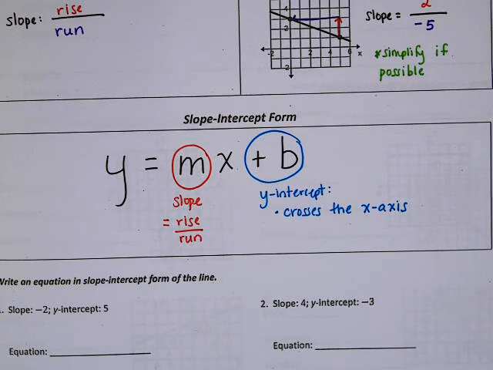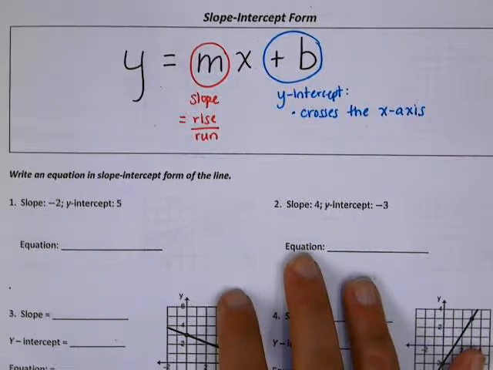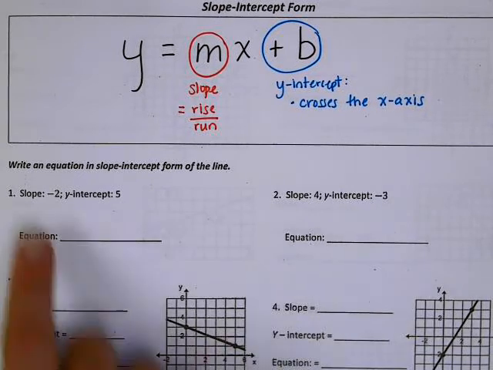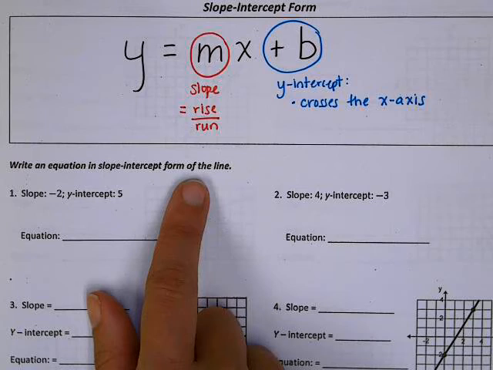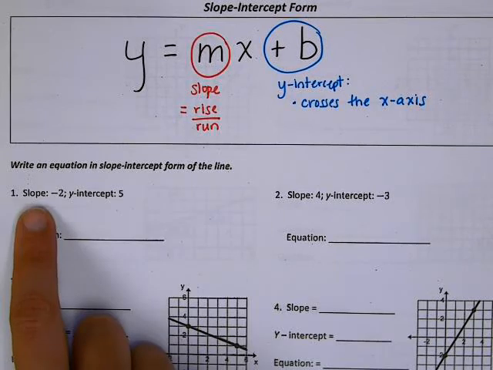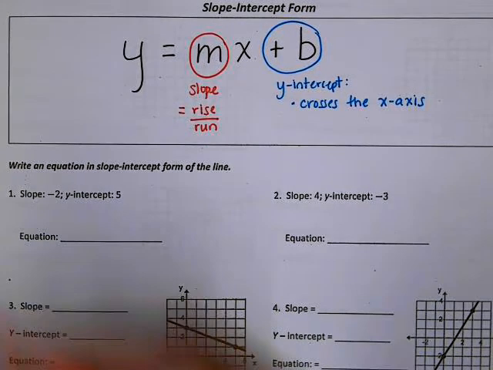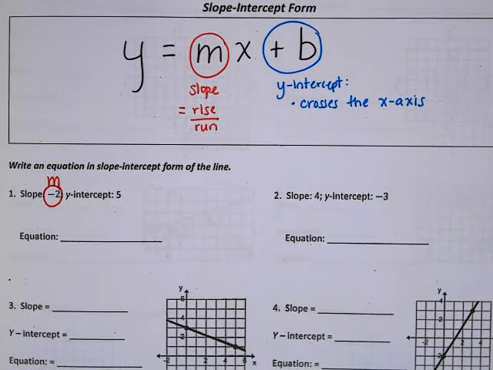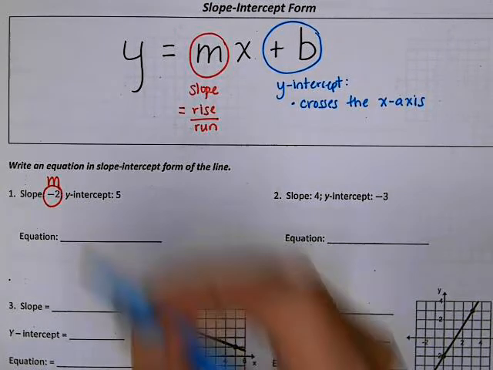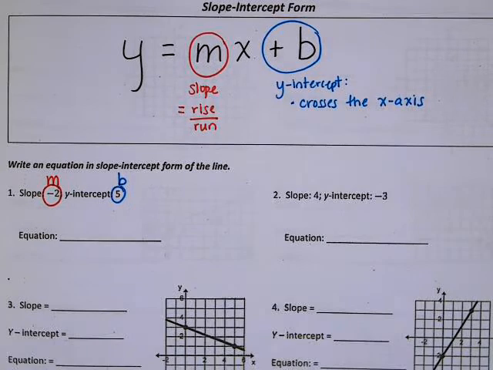Okay, how are we going to be able to write these equations? Well, one situation you might have is that it says write an equation in slope-intercept form of the line, and it tells you in the problem that the slope is -2 and the y-intercept is 5. If the slope is -2, that's telling me my m value. And if the y-intercept is 5, that's telling me my b value.